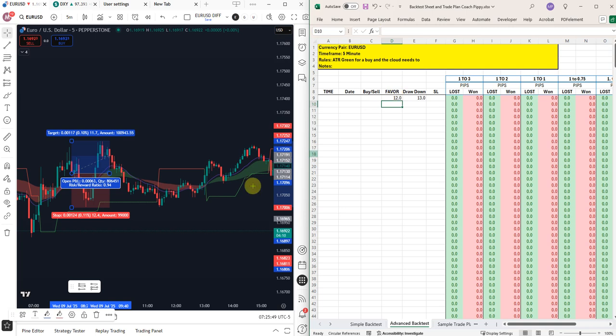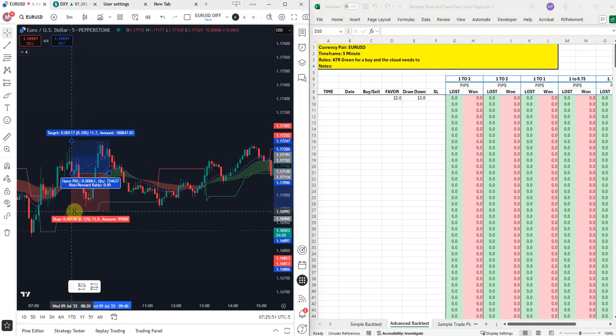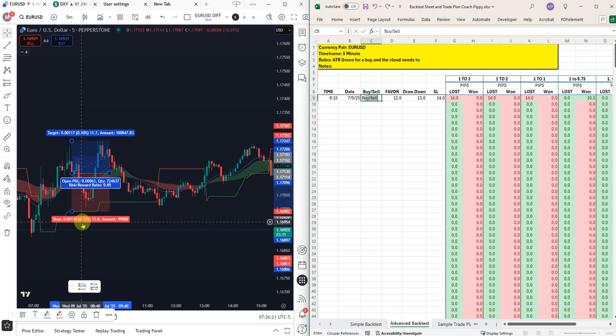Our stop loss was, what did we say, 14? And the time was 8:15. The date was 7/9/25. And if you want to put that, you can, whether it was a buy or sell. This was a buy.